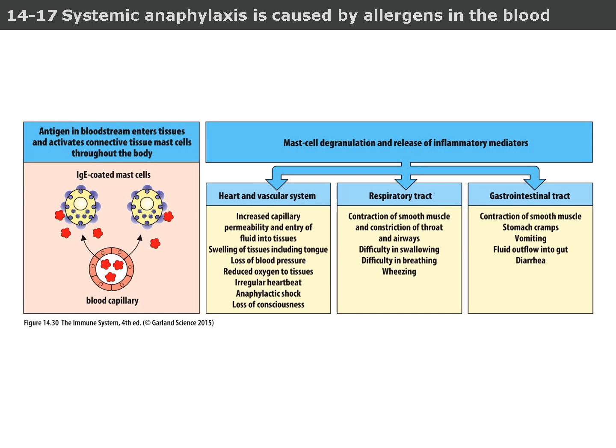In the respiratory tract, smooth muscle contraction and airway constriction cause difficulty swallowing, breathing, and wheezing. In the gastrointestinal tract, smooth muscle contraction leads to stomach cramps, vomiting, increased fluid outflow, and diarrhea.